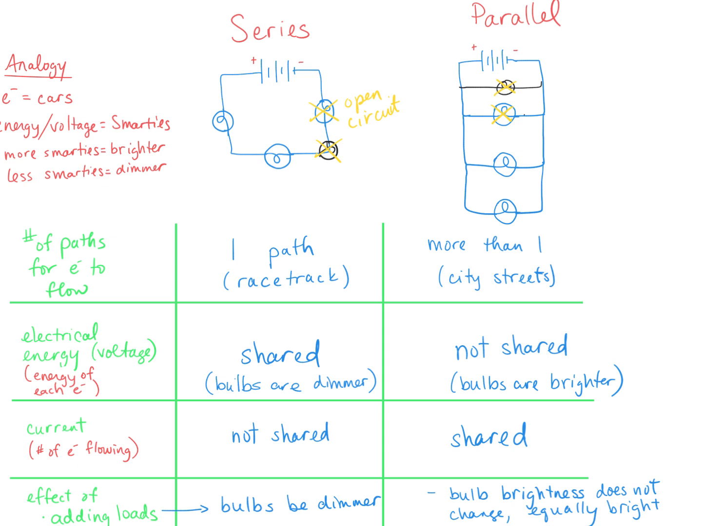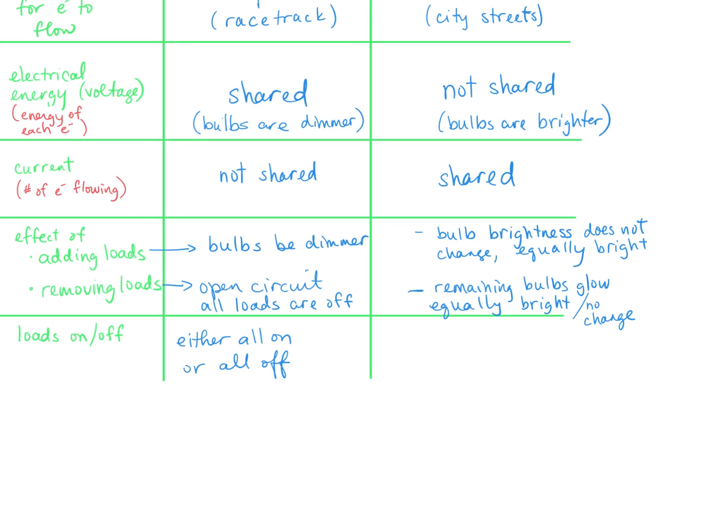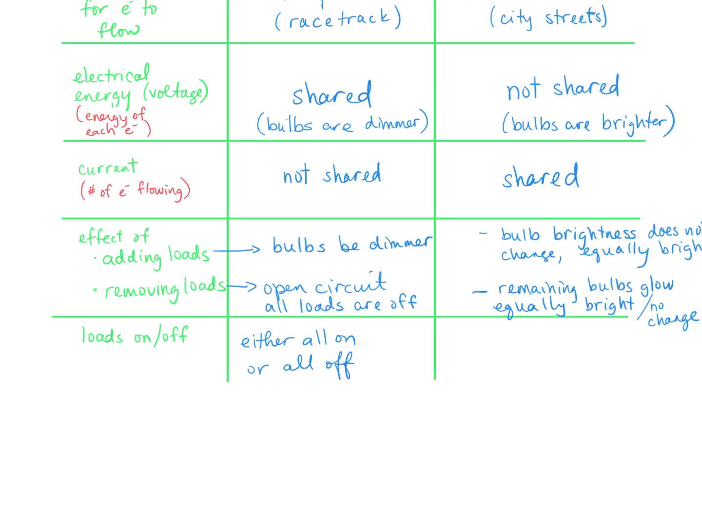So appliances that are connected in series, if one doesn't work, then the other one doesn't work. Whereas appliances that are connected in parallel, you could have one be on and one be off at the same time. So we'll make a point here: loads on or off, so you can have one on or off at the same time. So that's very flexible and definitely has its place when you're wiring a home.